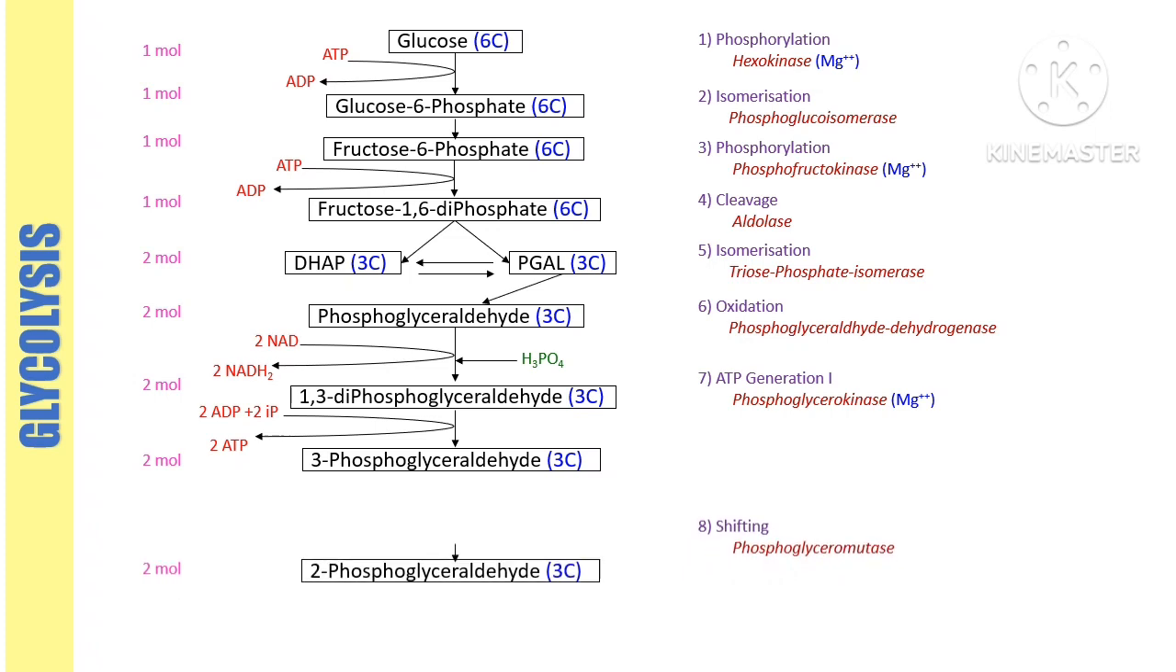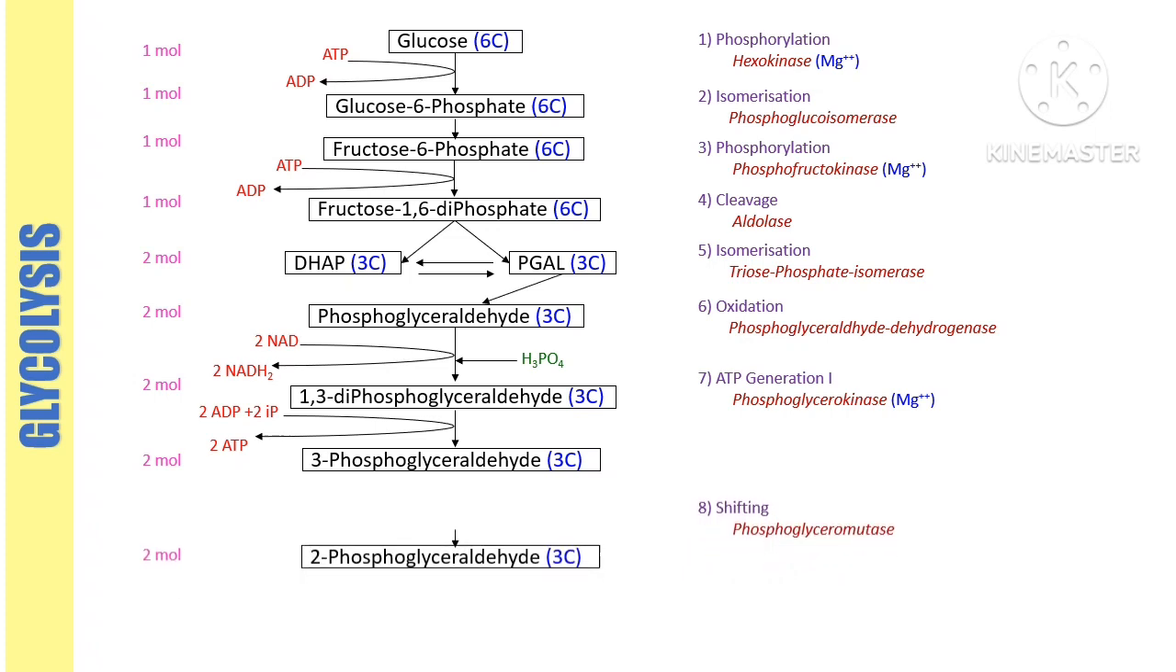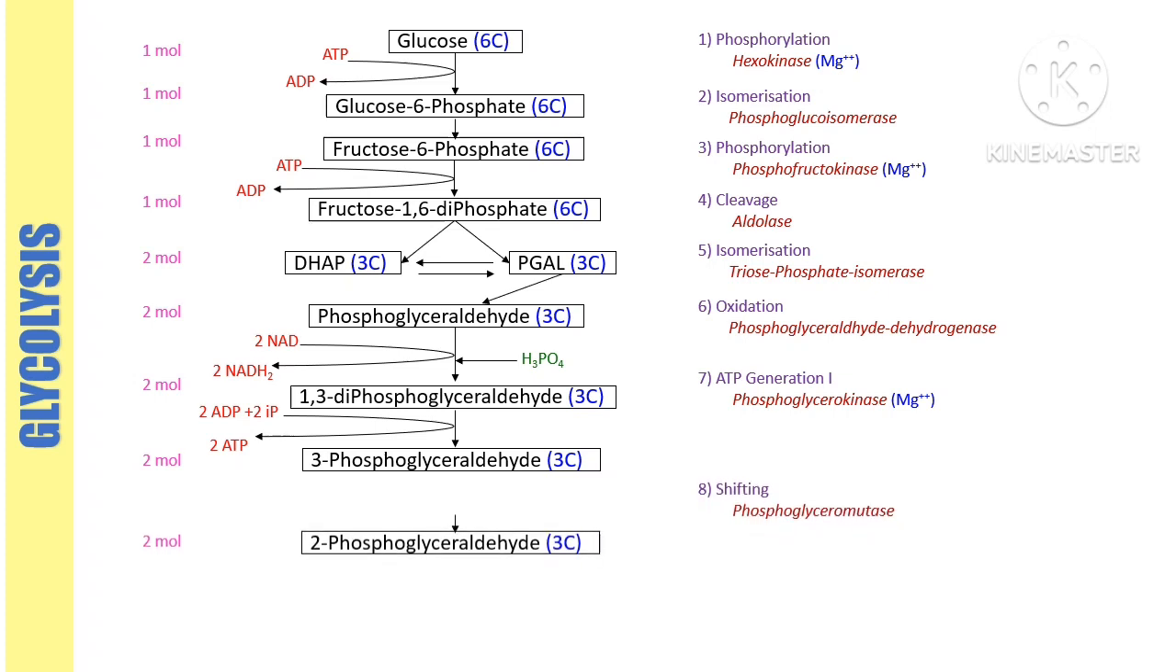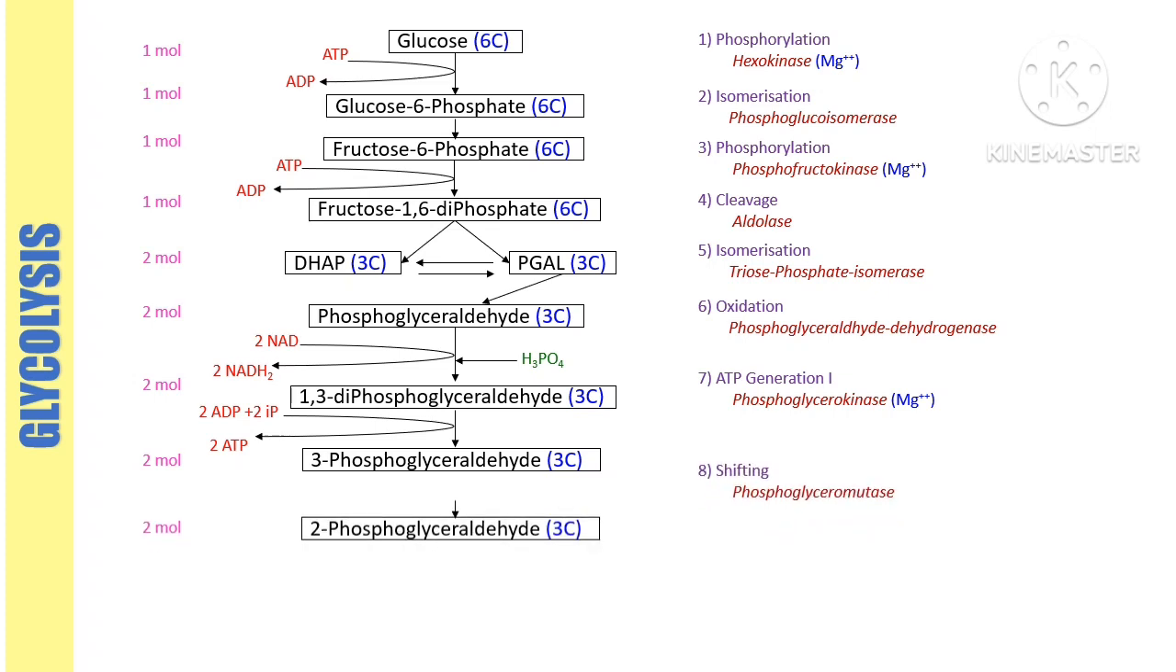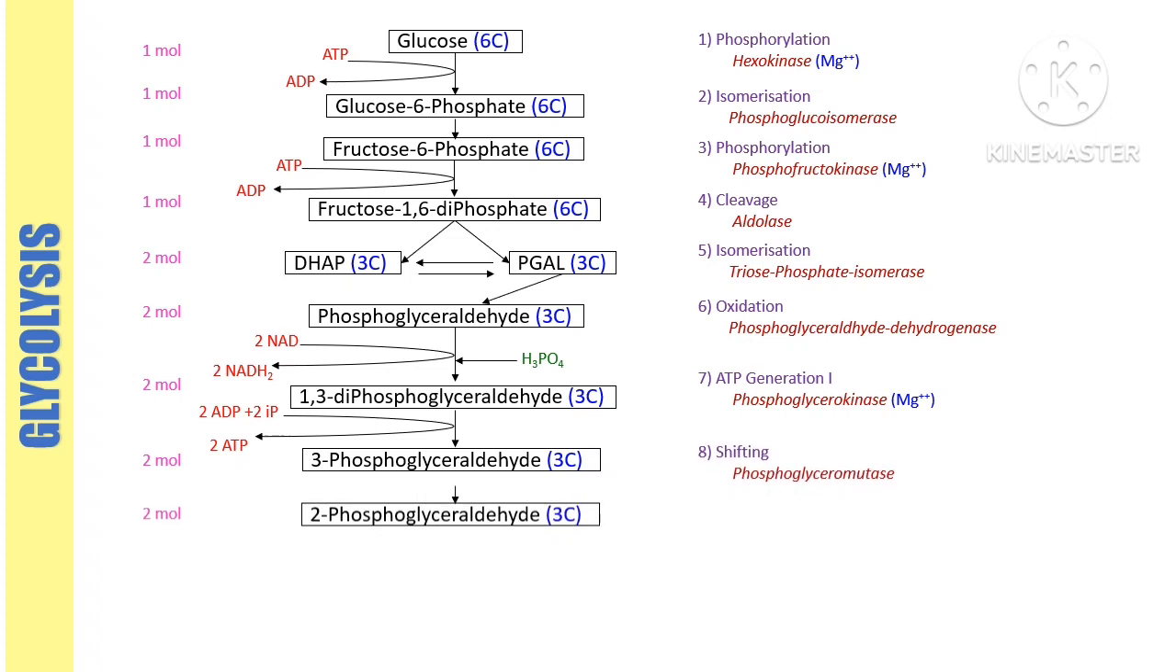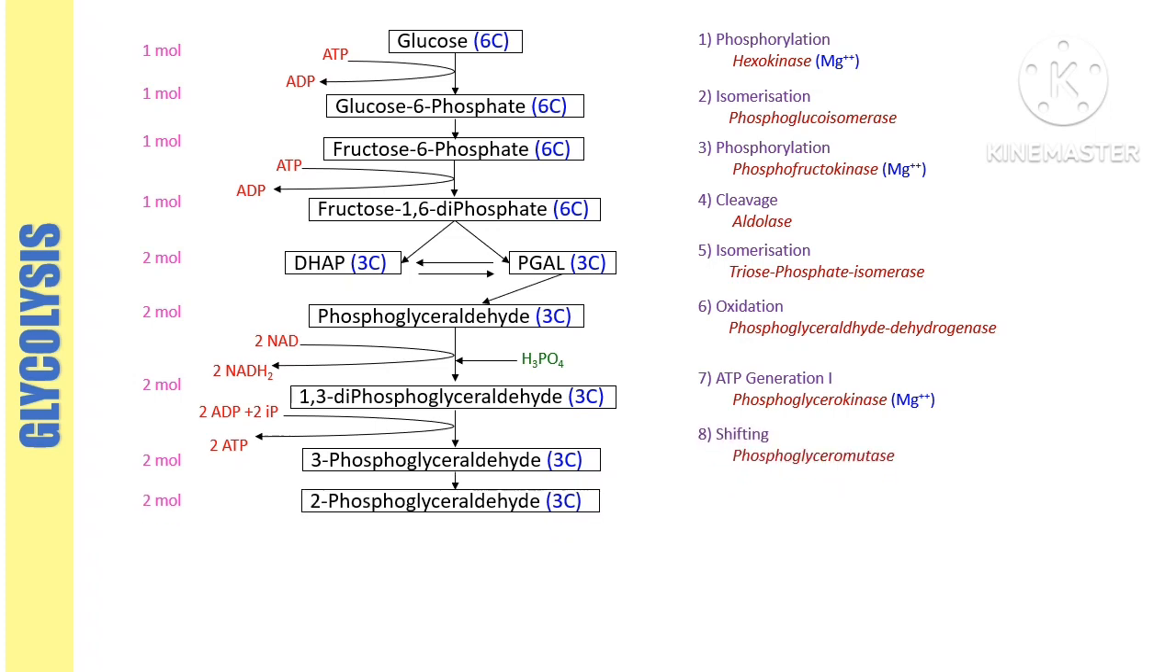After that, dehydration of 2-phosphoglyceraldehyde takes place. In dehydration, an H2O molecule is removed from 2-phosphoglyceraldehyde, and we get phosphoenol pyruvic acid or phosphoenol pyruvate, two molecules of phosphoenol pyruvate. Simply we call this phosphoenol pyruvic acid PEPA. Here the H2O molecule is removed by the enzyme enolase in Mg++ ions.